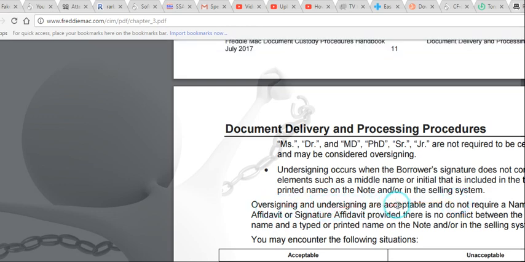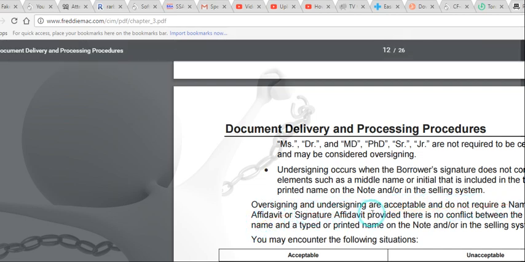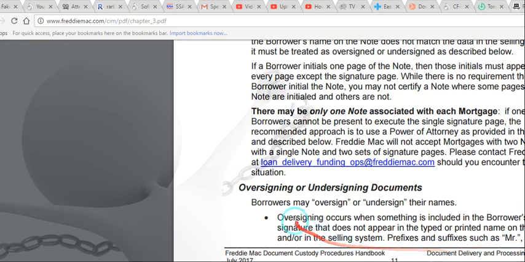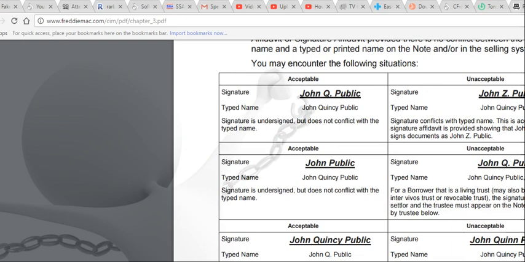Oversigning or undersigning are acceptable and do not require a name affidavit or signature affidavit. So let's find out what oversigning is, because that's what they're going to claim. The borrower may oversign or undersign their names. Oversigning occurs when something is included in the borrower's signature that does not appear in the type or printed name on the note of the seller, the prefix such as Mr. or Mrs. Okay? So they may consider you putting "paid to the order of" as an oversigning, but that's an endorsement.